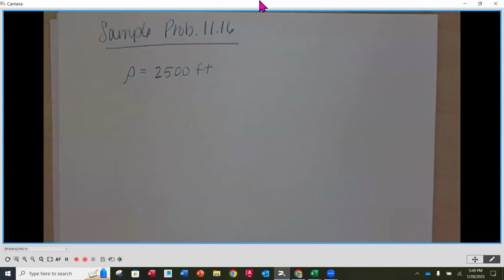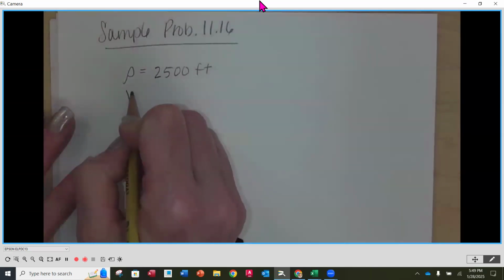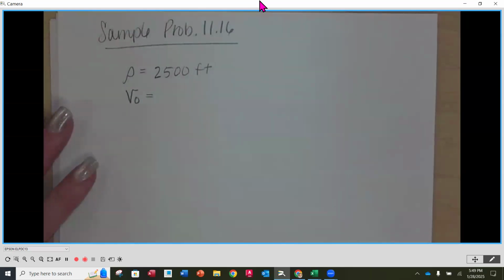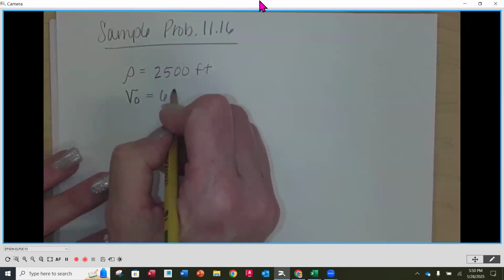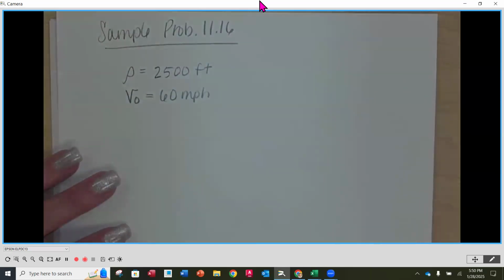Now, this book tends to use VO for original velocity. So whatever velocity you're starting out at, I most often would refer to as the initial velocity. So VO and VI are the same thing. I'm going to use VO just because I want to be consistent with what the book offers. So if you look back, you can see that those are the variables that they use, but it is the same as initial. And that's 60 miles per hour.